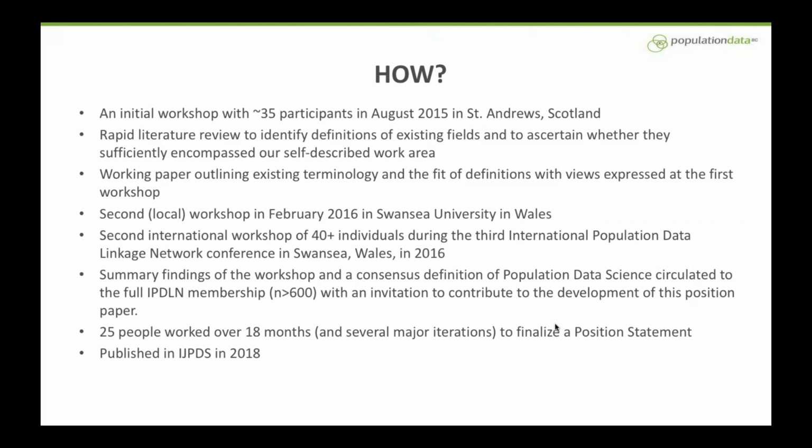And then from that workshop, where there was a really good discussion, we took the findings, came to a consensus definition, which I'll show you a little later, and then invited all the membership again to communicate and see if they wanted to contribute. And it was great because about 25 people worked very closely with us through quite some major iterations over about 18 months. And then finally we produced a position paper which was published in the journal IJPDS in 2018.